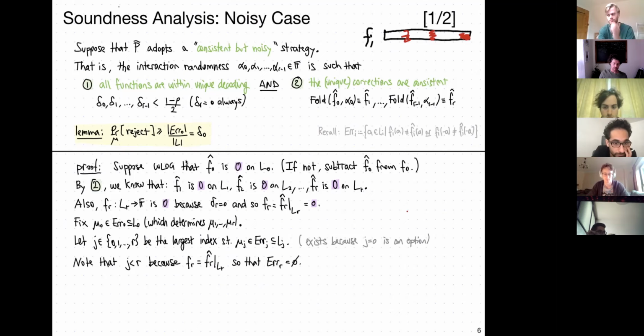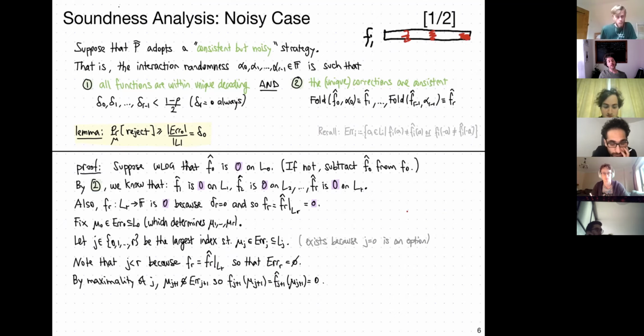Okay, so now notice that the point where we still have errors can't be the last one, because this is the one which we fully read and we know that there are no errors. So we have this latest round where there is still an error, and this is a number between 0 and r-1.